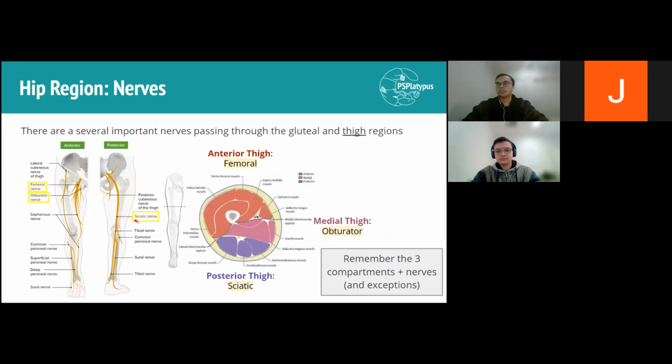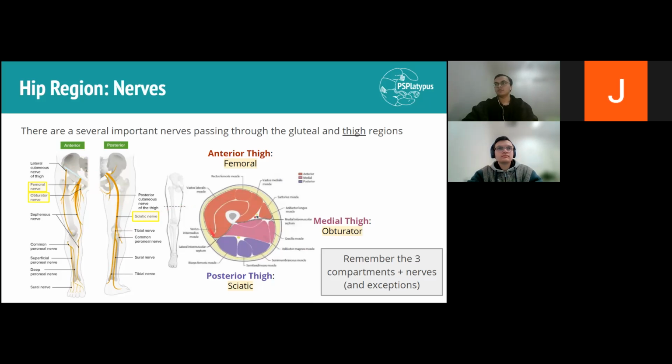So here we have a summary of what we've covered so far with the nerves, right? With these nerves we've covered the femoral nerve, the obturator nerve, and the sciatic nerve, and the 3 compartments: anterior, posterior, and medial. So the femoral nerve and obturator nerve, you can see them over here on the diagram in terms of the nerve roots. And the sciatic nerve is on the posterior aspect of the thigh at the back here.